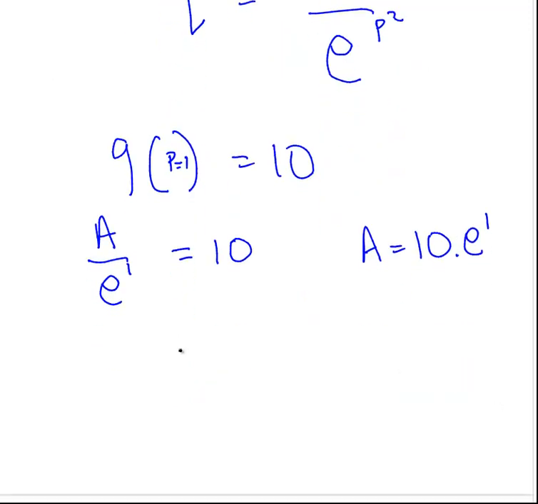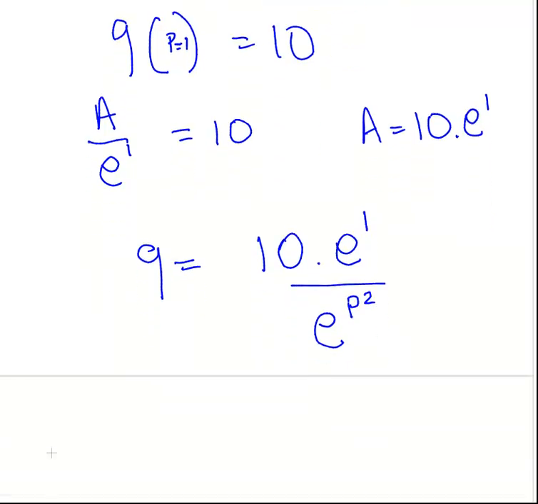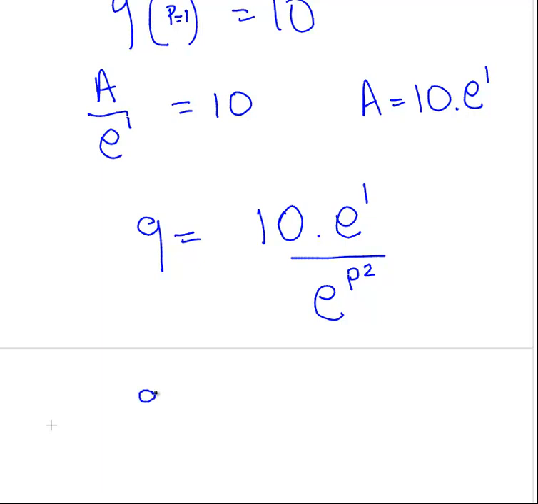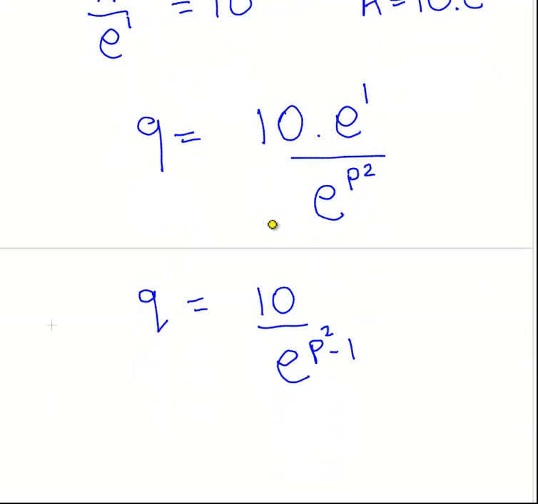And therefore we can say that q is equal to 10 times e over e to the p squared. And you can progress this a little bit more by saying something like this. Q is equal to 10 times, dividing both the numerator and denominator by e, you would write e to the p squared minus 1. So that is our expression for q.